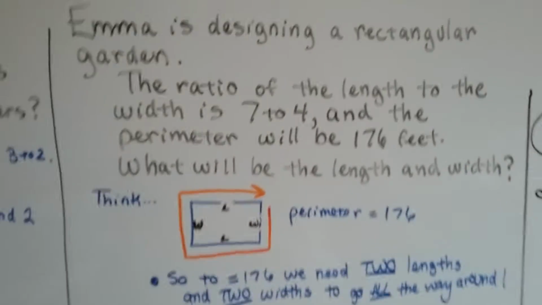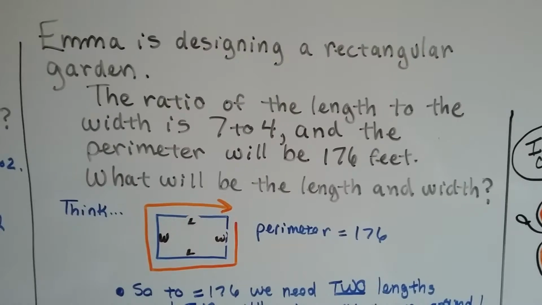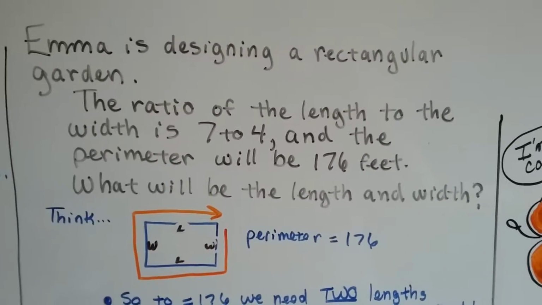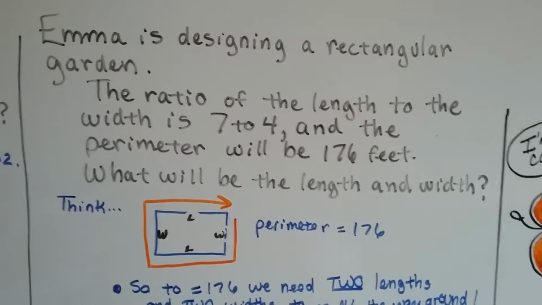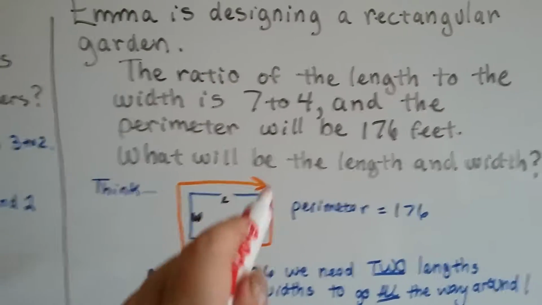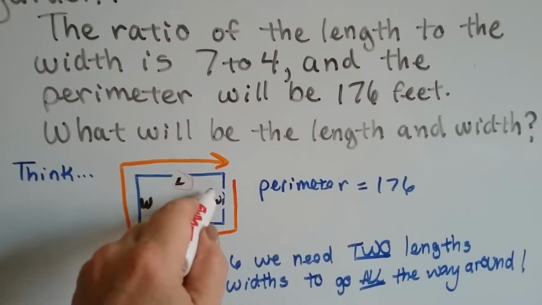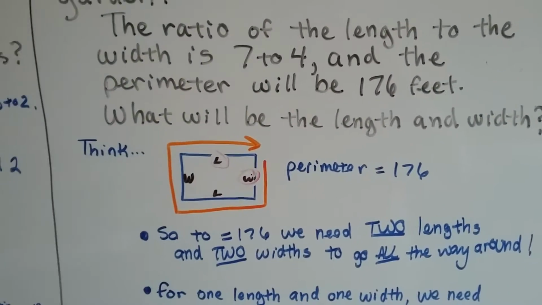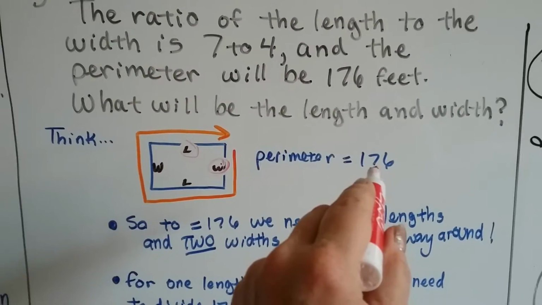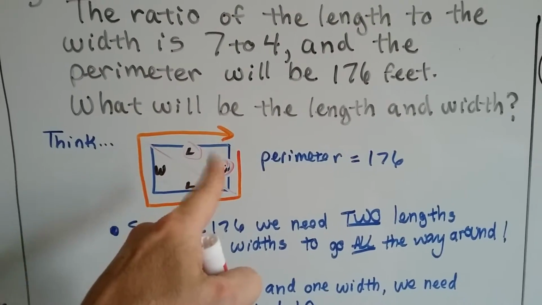Try this one. Emma is designing a rectangular garden, and the ratio of the length to the width is 7 to 4, and the perimeter will be 176 feet. What will be the length and width? Well, the first thing we have to think about is, we know that the perimeter means going all the way around the entire rectangle. But just to have a length and a width, we only need one, don't we? We need one length and one width. We don't need the whole thing going all the way around. So wouldn't we need half of the 176? We only need half of the measure.